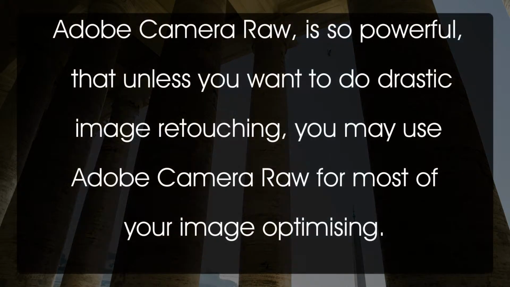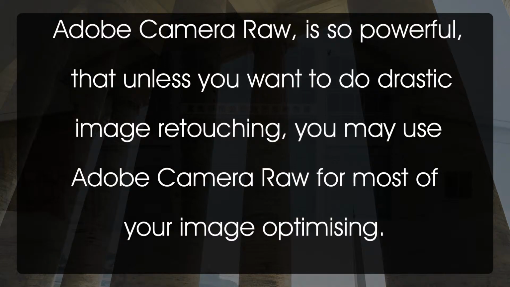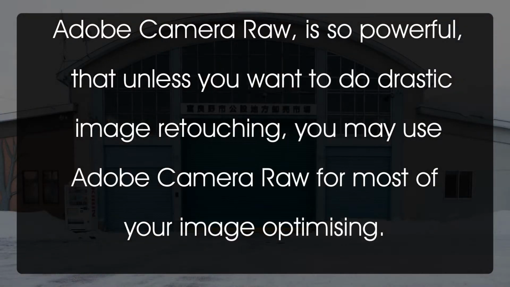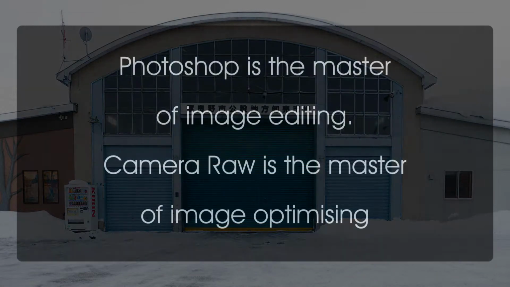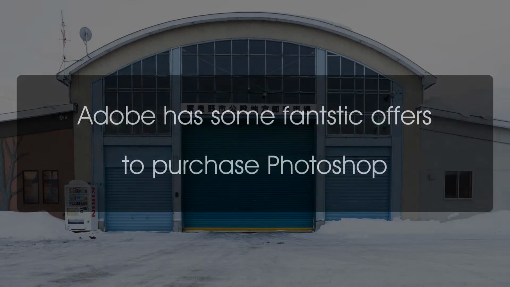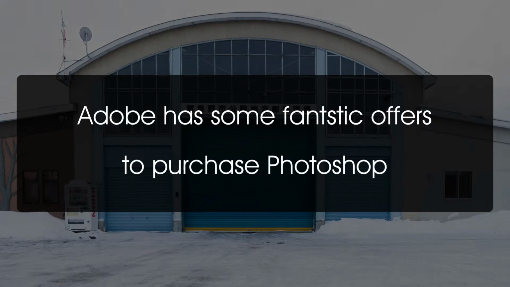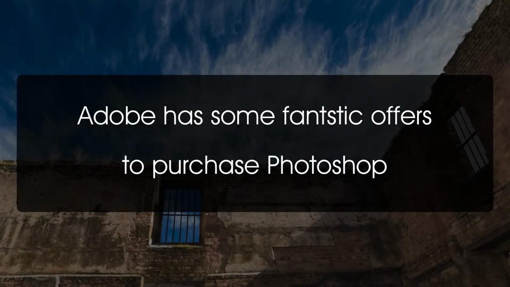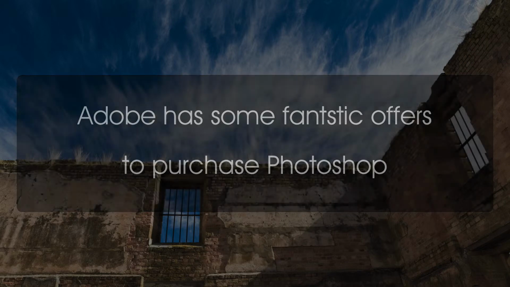In fact, Adobe Camera Raw is so powerful and so very easy to use that unless you're wanting to do some drastic image alterations, such as replacing the sky in an image for example, you may find yourself using Camera Raw for the majority of your image optimizing. Photoshop is the master of image editing, but Camera Raw is the master of image optimizing. Adobe has some fantastic offers to purchase Photoshop that includes Adobe Camera Raw and Adobe Bridge.